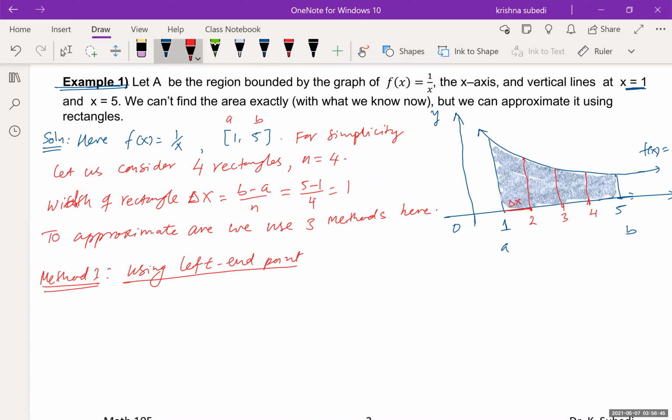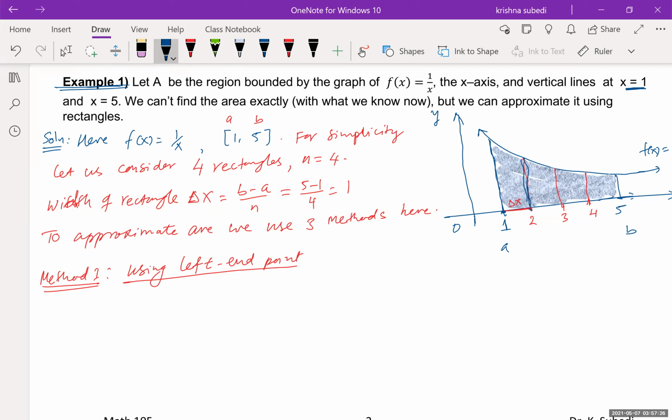What does this mean? You see this rectangle has one side here, which is on the left side, and this one is the right side. Can you see that? So 1 is the left endpoint and 2 is the right endpoint for that first rectangle. You can choose left endpoint, or right endpoint, or even the midpoint. In method one, we choose the left endpoint and make a rectangle. In method two, we choose the right endpoint. And in method three, we choose the midpoint between 1 and 2. Okay, let's do these three ways.